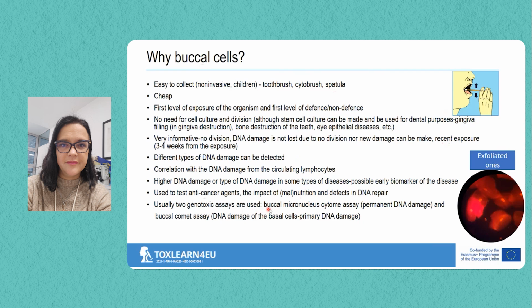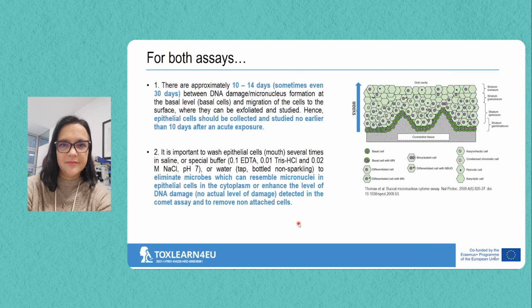The first one is the buccal micronucleus cytome assay. Usually, we say that this assay is measuring permanent DNA damage. And the buccal comet assay. Usually, we say that this assay measures the DNA damage that is primary, but actually it usually measures the DNA damage of the basal cells. I will explain to you later why.